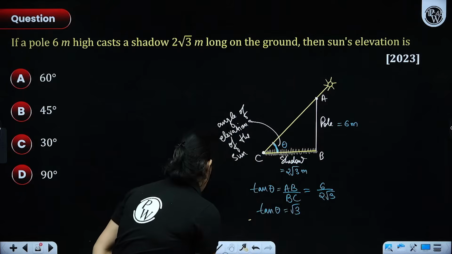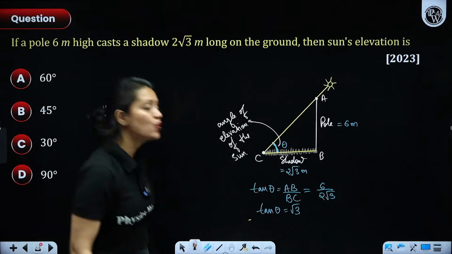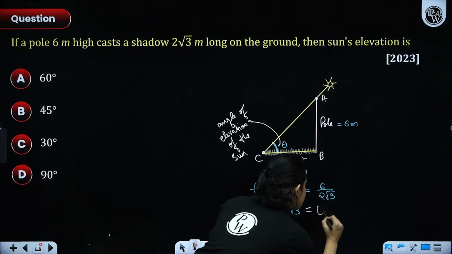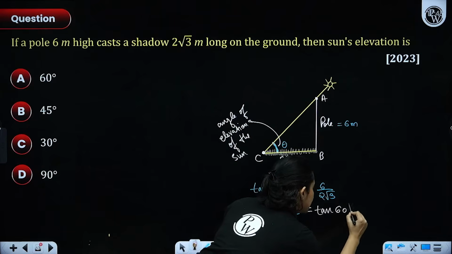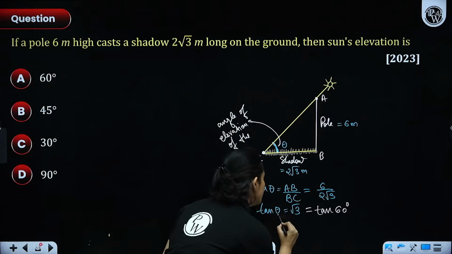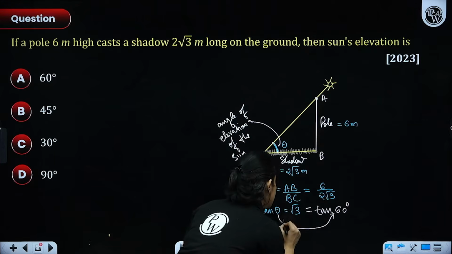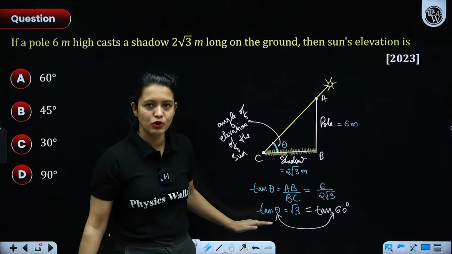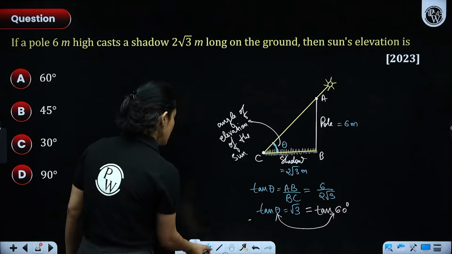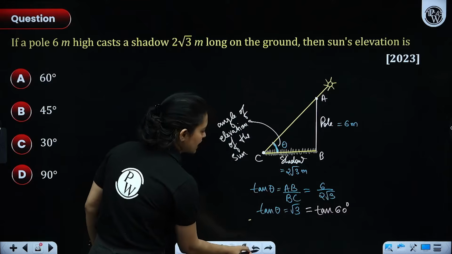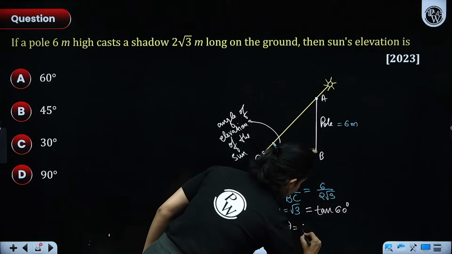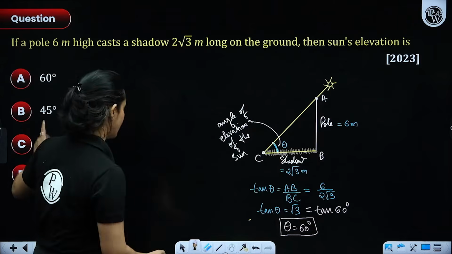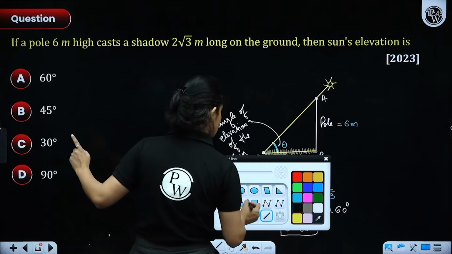For what value of theta will tan theta become √3? 60 degrees. Yes. So, this √3 I am writing as tan 60 degrees. So, from here I have already told you this in the trigonometric ratios topic, that when trigonometric ratios are the same on both the sides, then the angles also become equal, right? So, from here you will say that, okay, theta is equal to 60 degrees. So, the angle of elevation of the sun, everyone, is equal to 60 degrees.